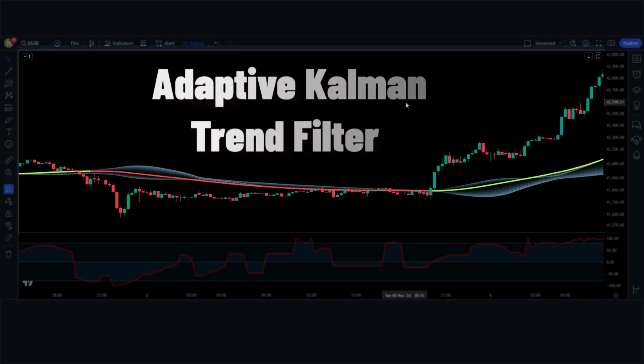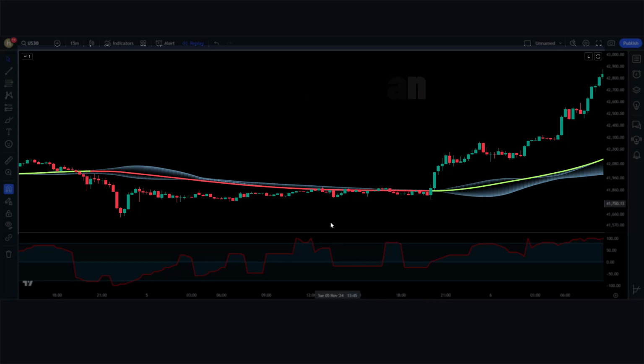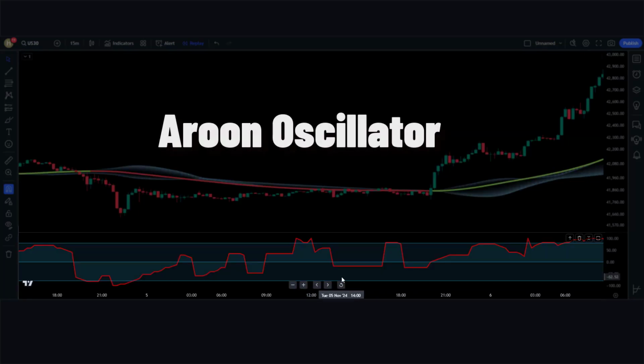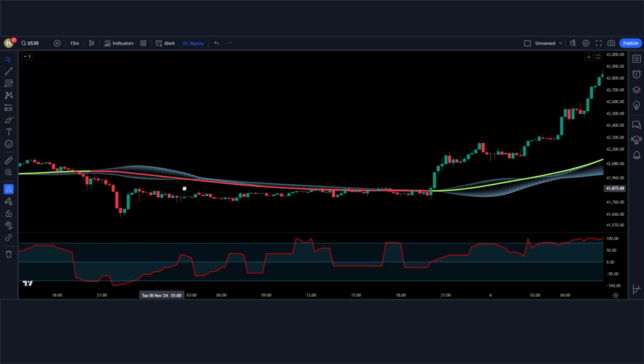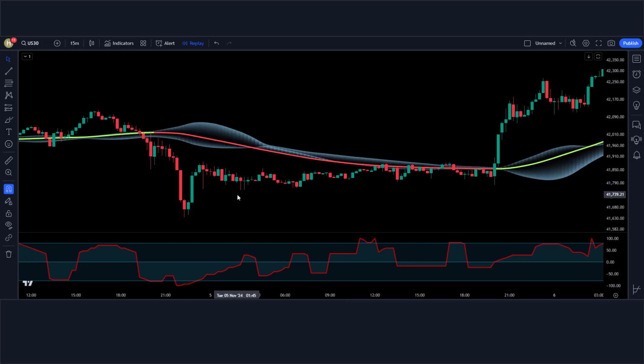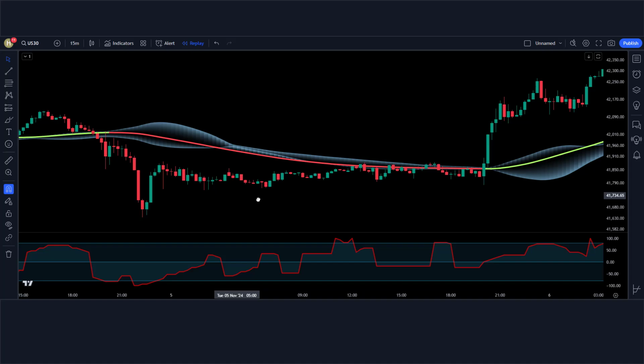The buy-sell signal indicator that we see in the chart is called adaptive Kalman trend filter. And the bottom indicator that we can see in the chart is called Aroon Oscillator. Now let's understand the concept where we will take buy and sell trades based on their conditions.